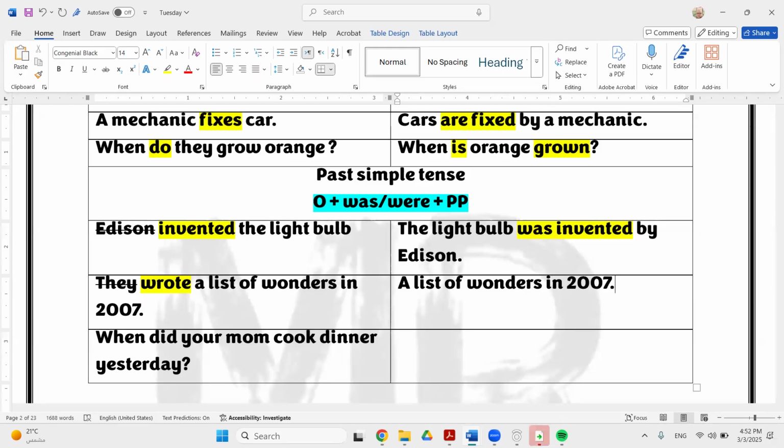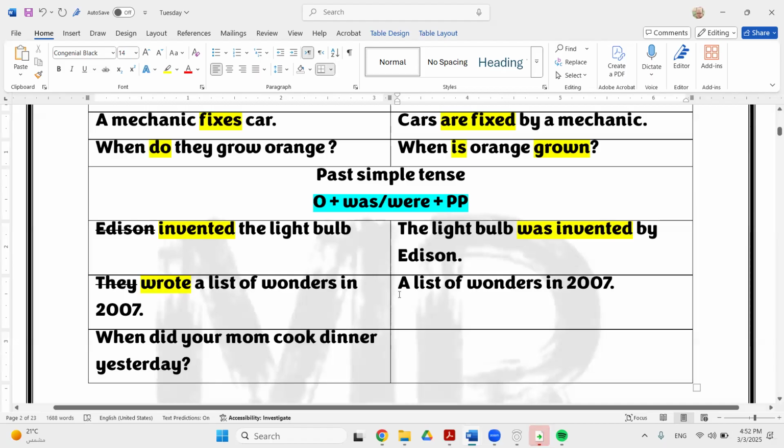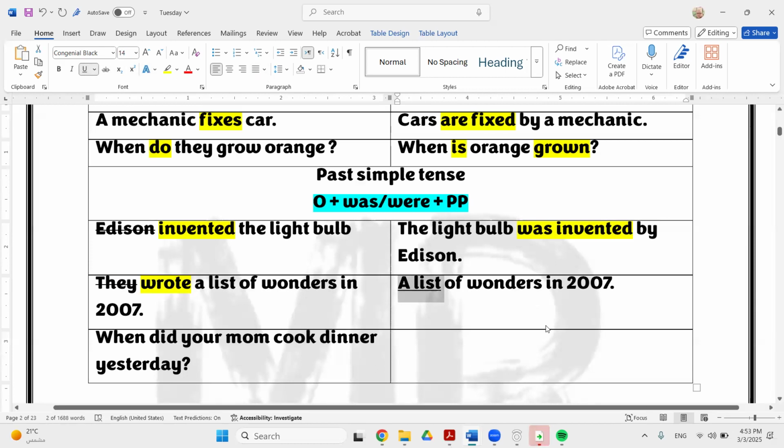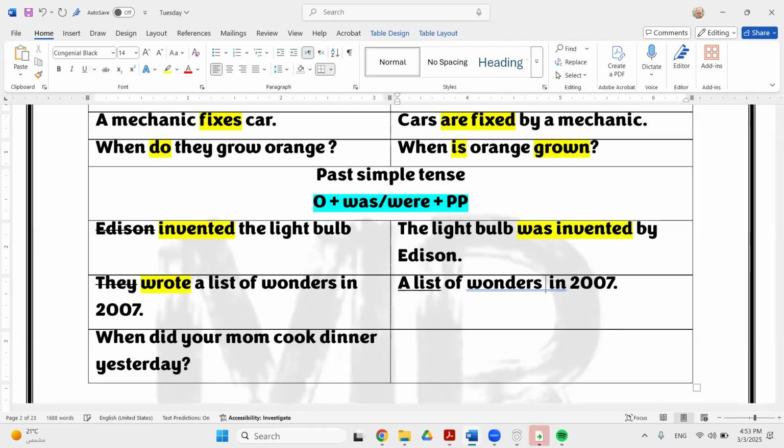What is the main verb? What is verb to be? What is the past participle? ممكن نحط are. I can use are here. And هنا في past 2007. This is something that happened in the past. The subject here is a list. We must use a form of verb to be. A list of wonders was or were يا فادي?